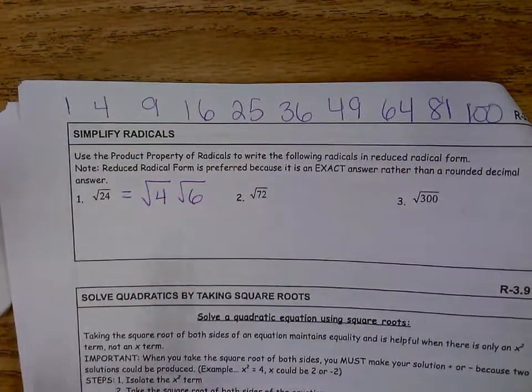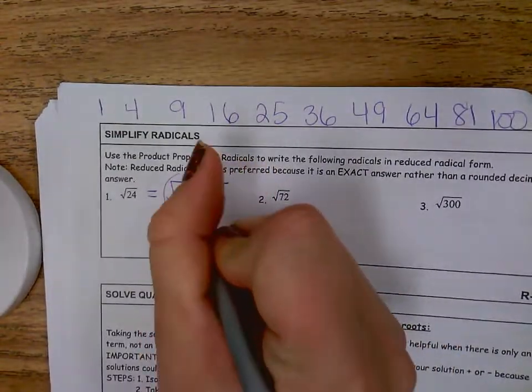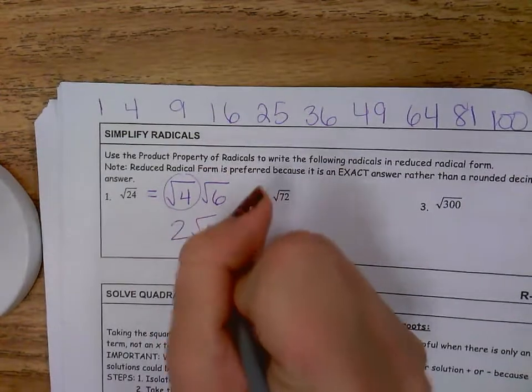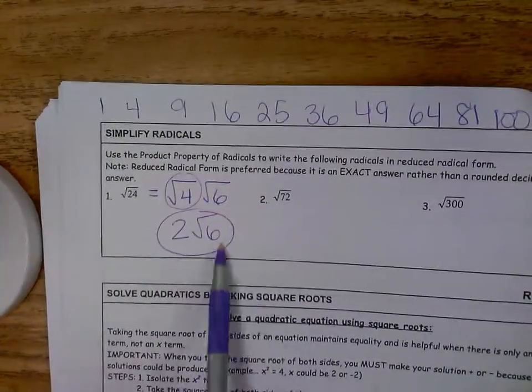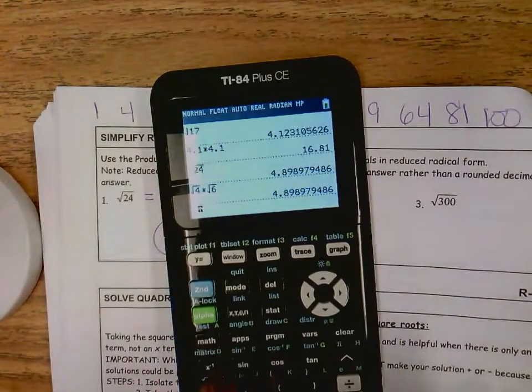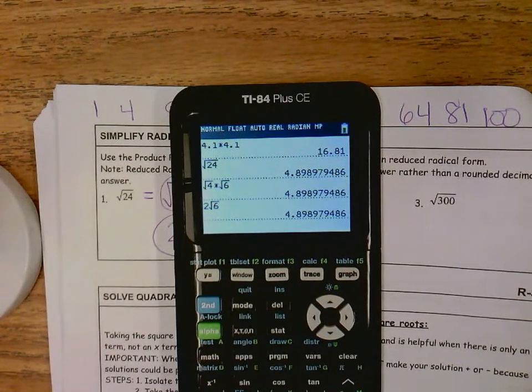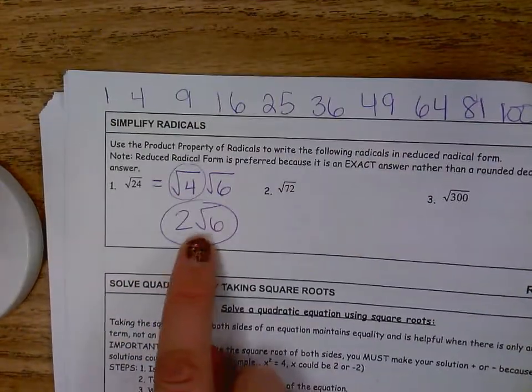So, yeah, the square root of 4 can be simplified, right? The square root of 4 is exactly 2. So I can write my solution as 2 times the square root of 6. Let me prove to you that that's the same answer. 2 square roots of 6. So whether I write the square root of 24, root 4 times root 6, or 2 root 6, they're all equivalent. They all equal 4.89897946, irrational. But this is called reduced radical form. This is what we're going to try to practice a little bit.